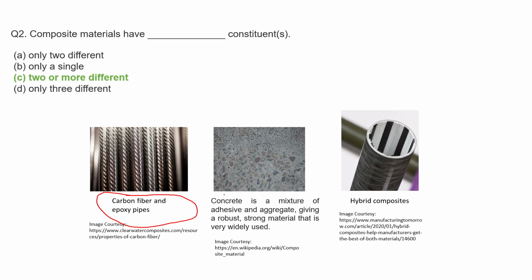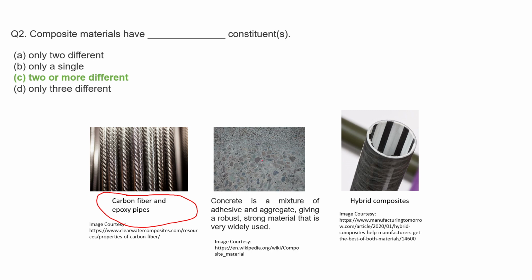Whereas for another example, you can see concrete is a mixture of adhesive and aggregate giving a strong material that is very widely used. This concrete is also a composite. But here you can see the matrix phase is the cement, and all these small particles, these are different stones and everything. These are the different reinforcements.